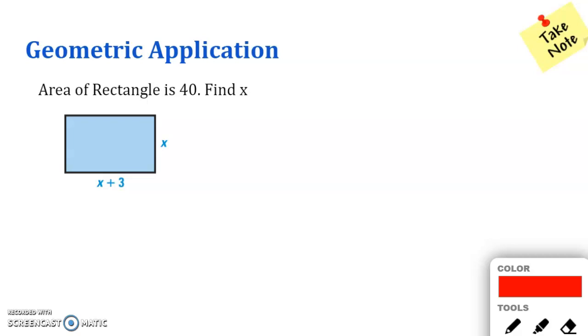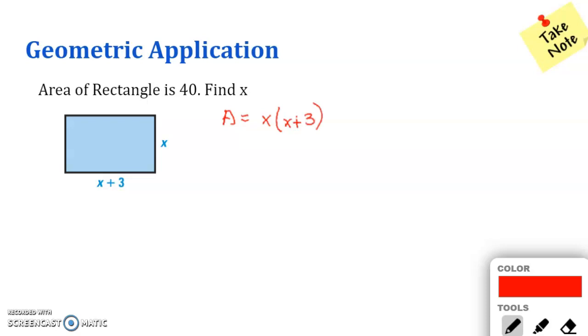So let's set this up. Okay, so what is the area going to be? Area is always going to be length times width of a rectangle. The length is x, and x plus 3 is the width.